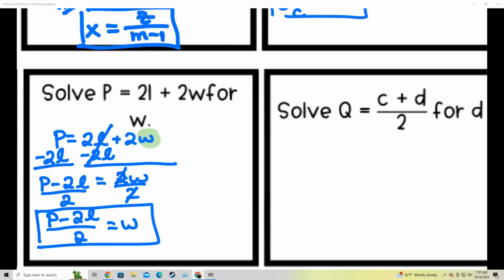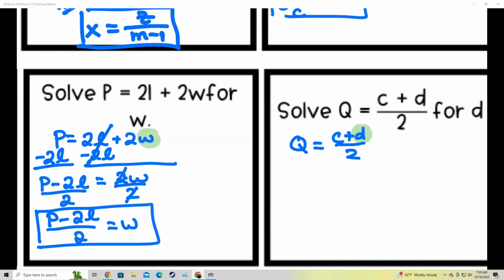Sorry, I just got in the habit of writing the problems over again, so we're going to go ahead and do that. Q equals c plus d over 2. I am solving for d. All right, this one is a little complicated as well. I see that I have this adding c and this dividing by 2.